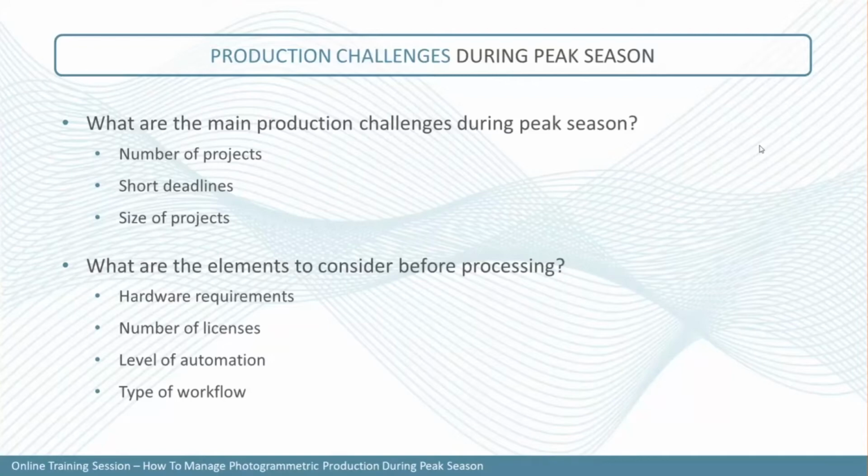Another element to consider is the number of licenses that you have available. Let's say you have a large number of projects that are due in short deadlines. Sometimes having more than one license can help you to distribute some projects in parallel over multiple instances, or sometimes having, let's say, a floating license can help you with some modules if you want to do some seamless editing over different computers. This is also possible.